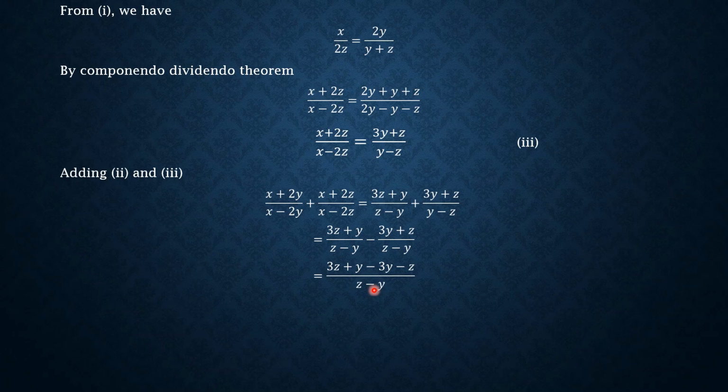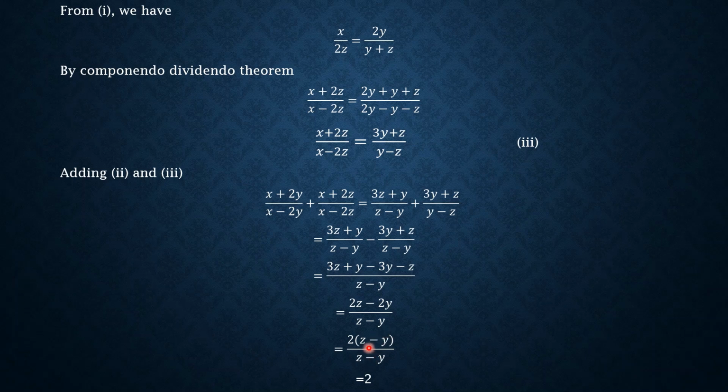Now simplify the numerator of this fraction, that is 3z minus z will be equal to 2z, and plus y minus 3y will also equal to minus 2y. So this will be 2z minus 2y over z minus y. Now take 2 as common from the numerator of this fraction. So we can write this as 2 into z minus y over z minus y.